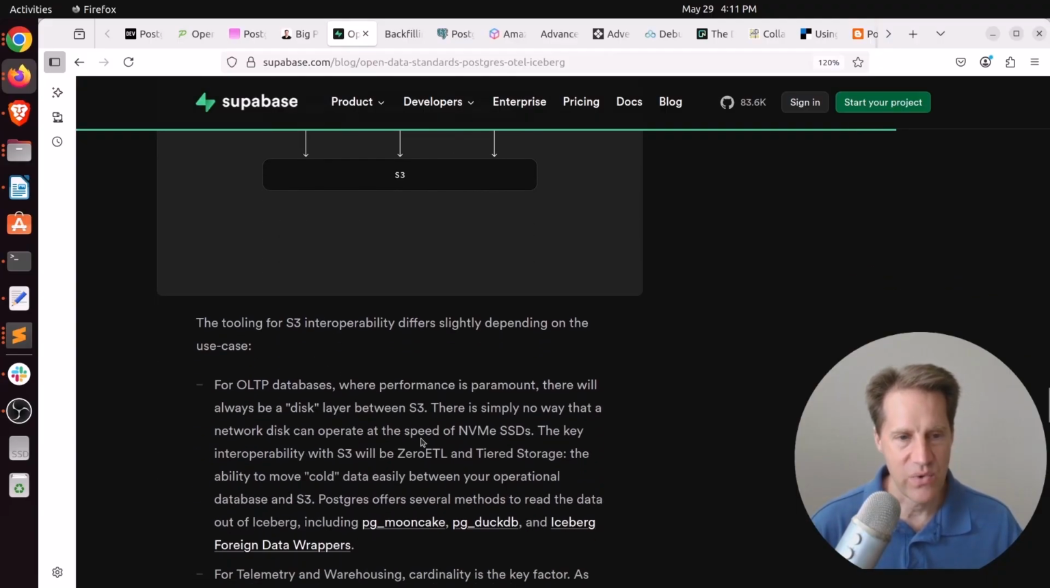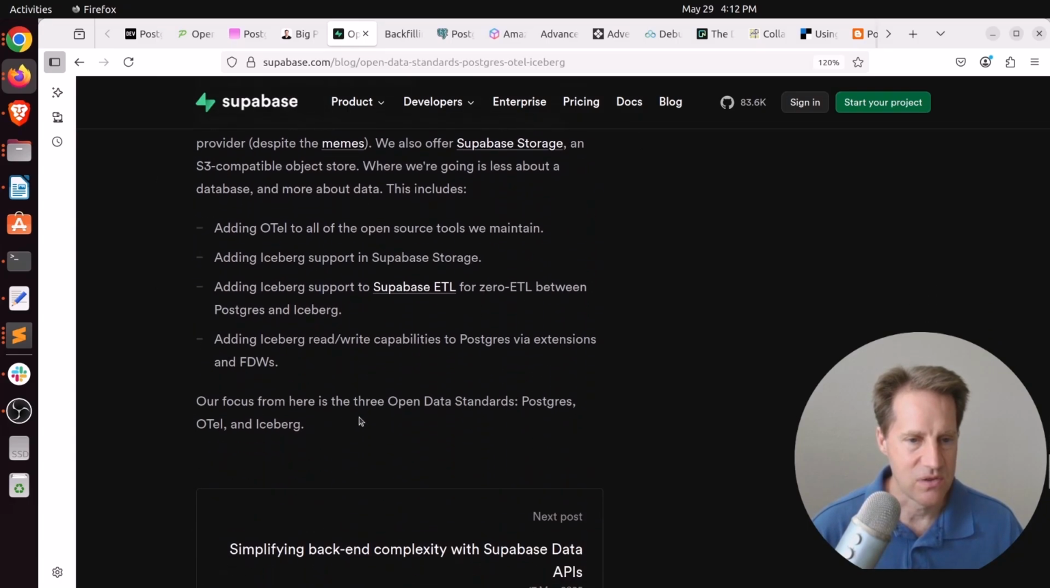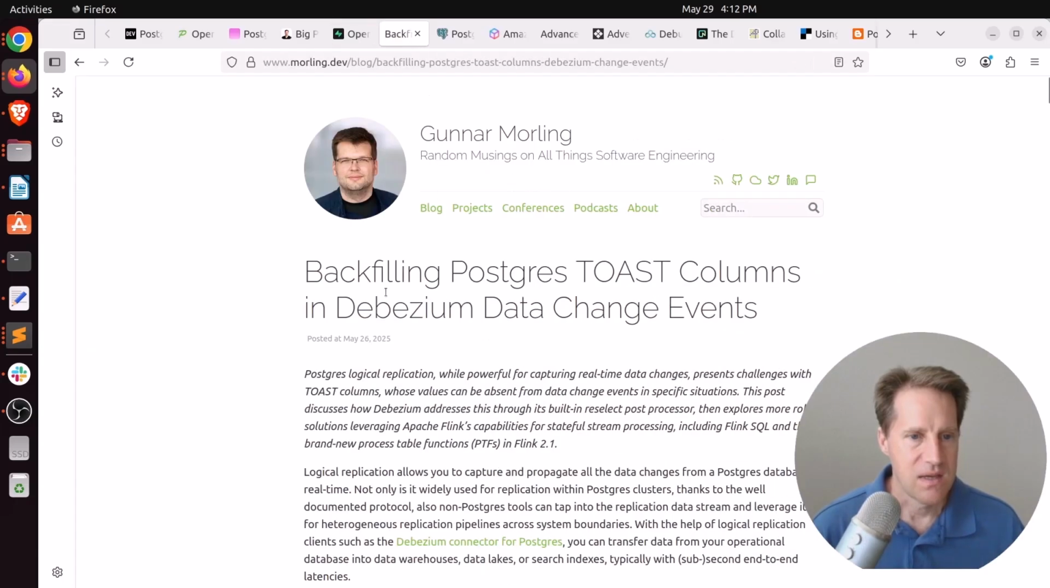Now he says there will always be disk there, but I remember OrioleDB, I think, showed an example of Postgres operating against an S3 data store, so there was no local disk. So I just thought this was an interesting thought piece, and if you want to learn more, you can definitely check it out. Next piece of content, backfilling Postgres TOAST columns in Debezium data change events.